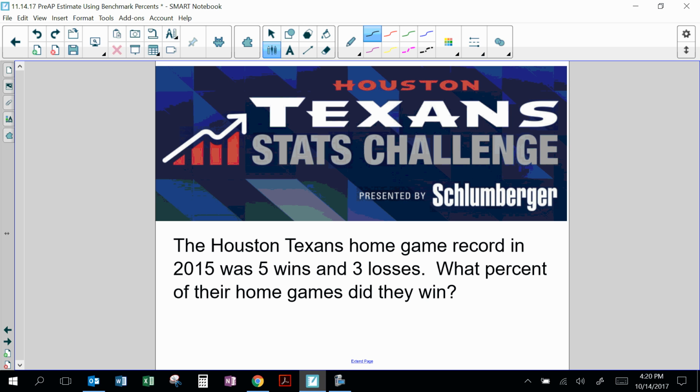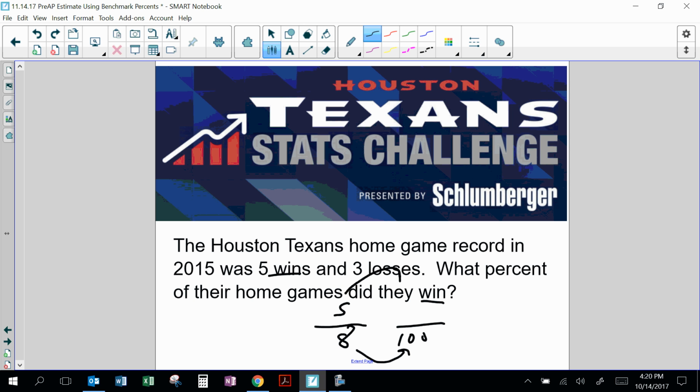The Houston Texans home game record in 2015 was 5 wins and 3 losses. What percent of their home games did they win? So they won 5 games out of a total of how many games? 8 games. So what is their percent of winning?